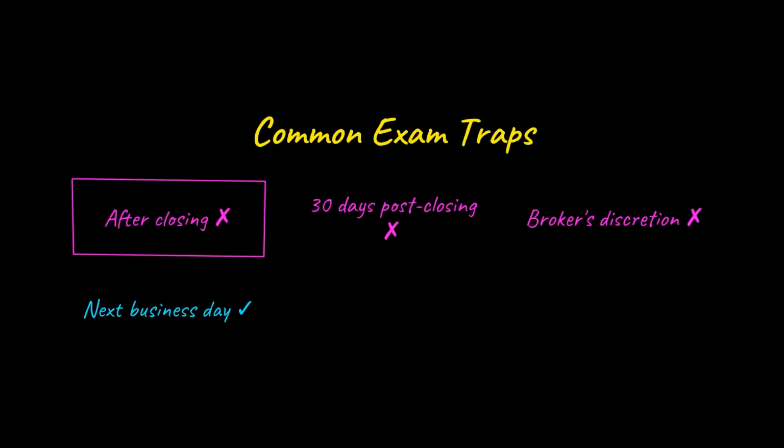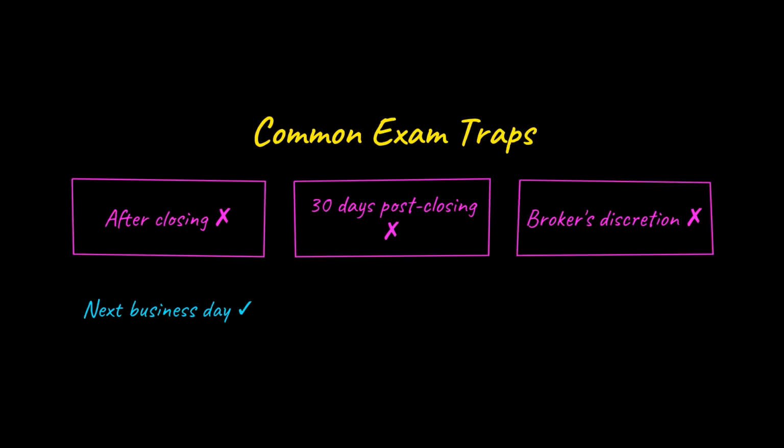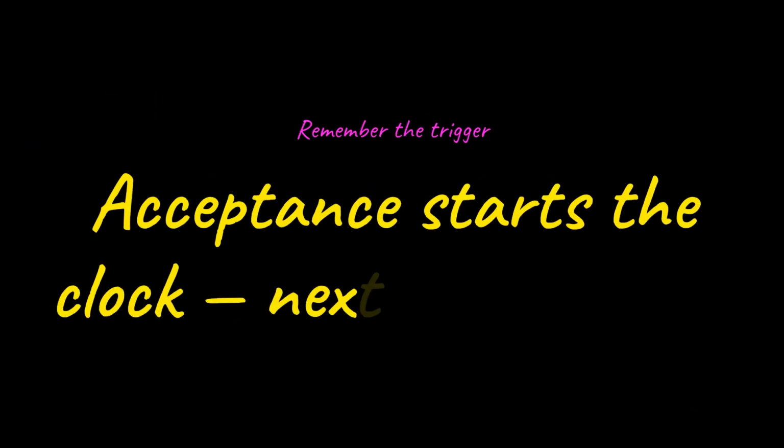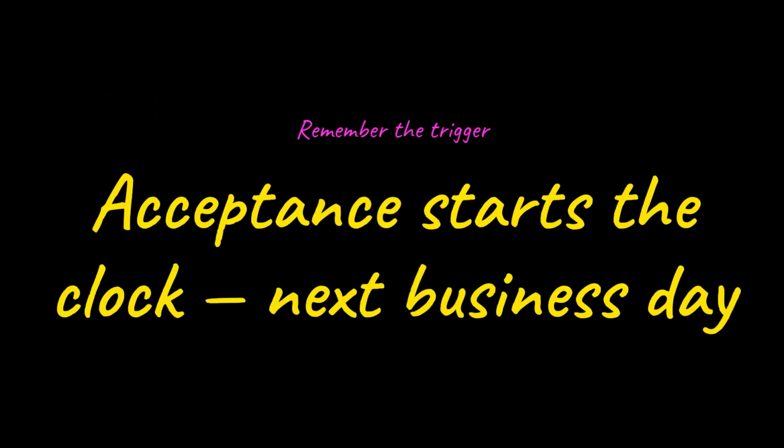Examiners test whether you can identify the correct trigger and deadline. Waiting until after closing is far too late. 30 days after closing misreads the rule entirely, and the timing is never left to the broker's discretion. The correct answer is always by the end of the next business day after acceptance. Whenever you see a question about Ohio earnest money timing, anchor yourself to two things. Acceptance triggers the duty, and the deposit must be made promptly, generally by the next business day.